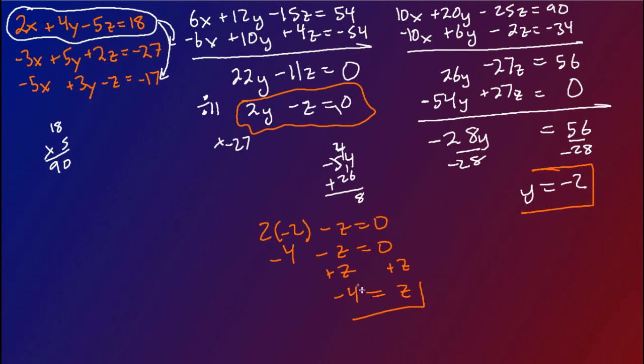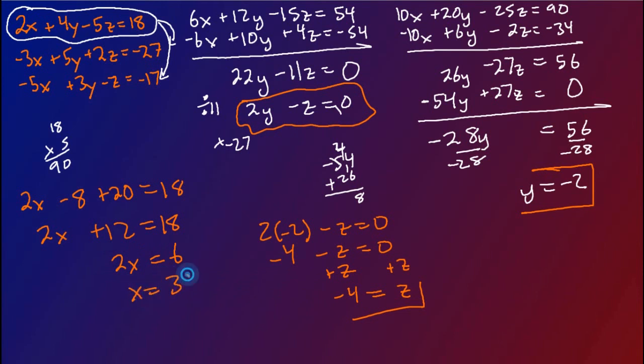So we're good on that. Don't get thrown by the equals 0. We're allowed to have equals 0. So now we have negative 2, negative 4, and I'll go back to this equation that I have circled to find x. So I have 2x. Negative 2 times 4 is negative 8. And then negative 5 times negative 4 is plus 20 equals 18. And then I have 2x plus 12 equals 18. And I'll subtract the 12 to the other side. So I have 6. And then I divide by 2, and I get 3. Okay, so my final answer here, 3, negative 2, negative 4.